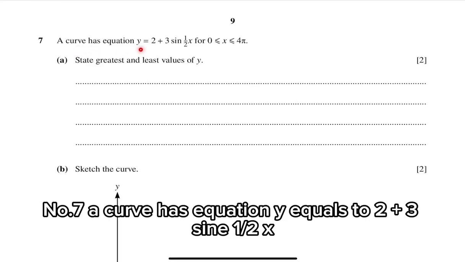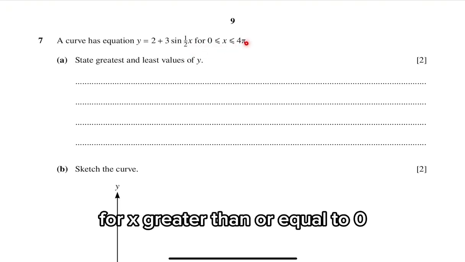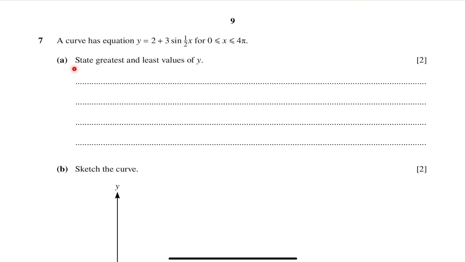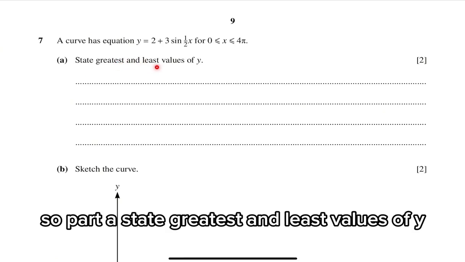Number 7. A curve has equation y equals 2 plus 3 sine a half x for x greater than or equal to 0 and x less than or equal to 4 pi. So part A, state the greatest and least values of y.